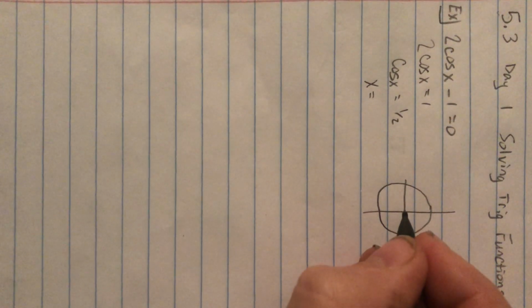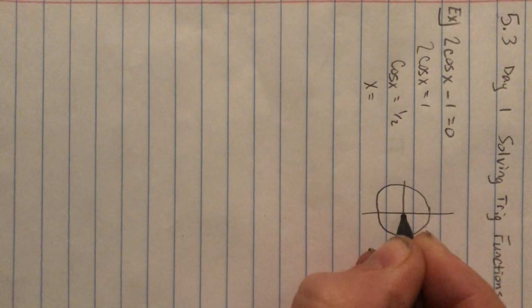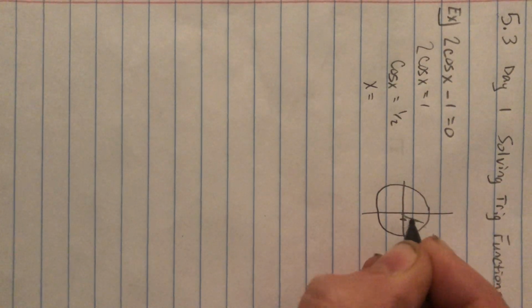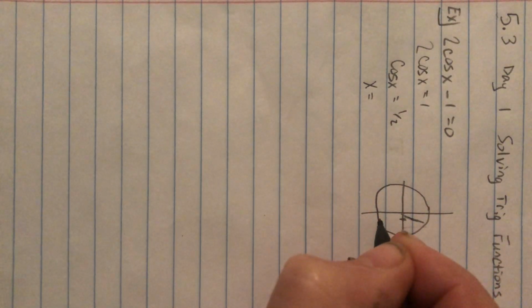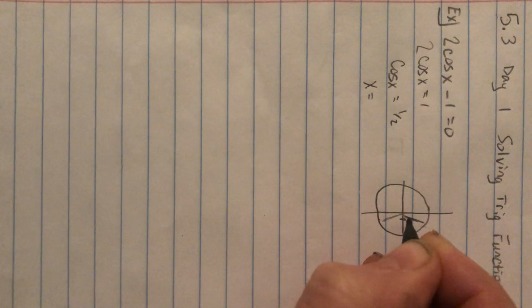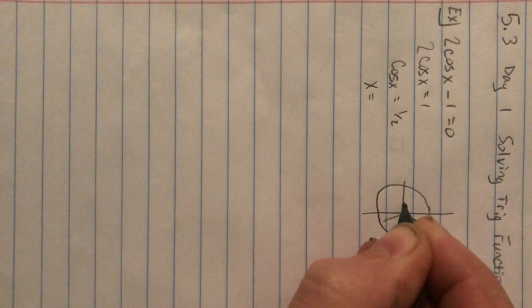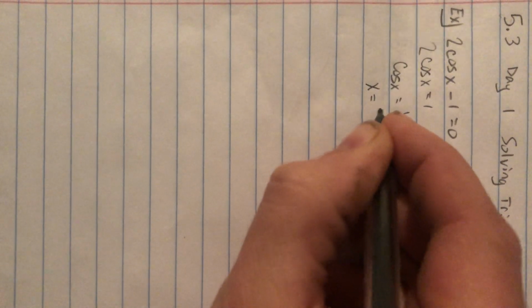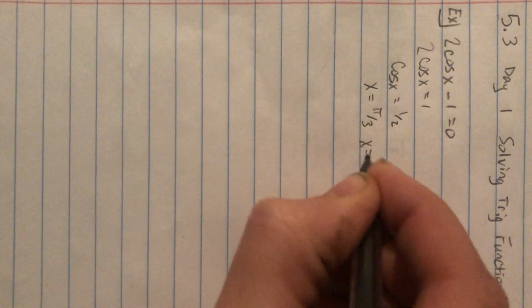So thinking about the unit circle, I want it to be a half. And cosine is our x values. This is our cosine, this is our sine value. So I'm thinking, what has a cosine value of a half? Well, a half would be about right there. So cosine being a half, that would be pi over 3. And then we also have this value down here. So that's pi over 3, 2 pi over 3, 3 pi over 3, 4 pi over 3, 5 pi over 3. So this has two answers to it, pi over 3 and 5 pi over 3.